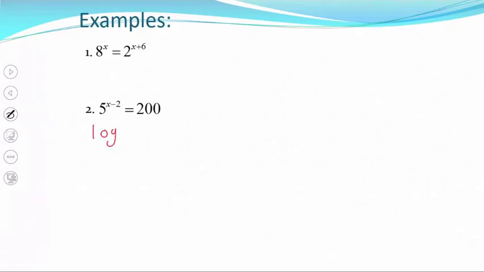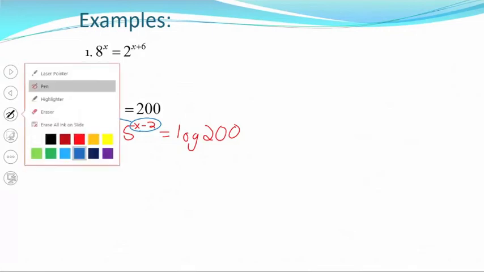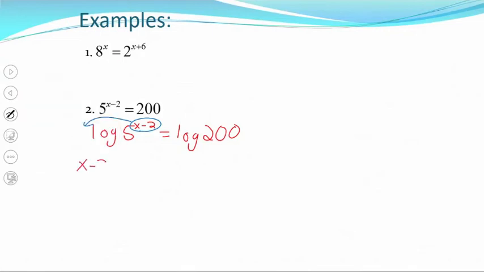So we'll put log of 5 to the x minus 2 equals log of 200. Okay? So the first thing is this exponent. I hate having these exponents here. They get in the way. So we're going to move that exponent to the front. So this will be x minus 2. Now keep in mind that it goes together because x minus 2 is that single exponent. This will be times log of 5, and then equals log of 200.